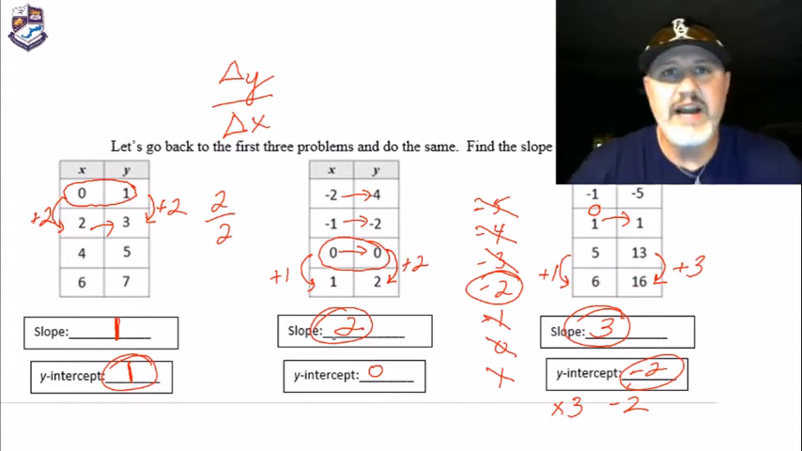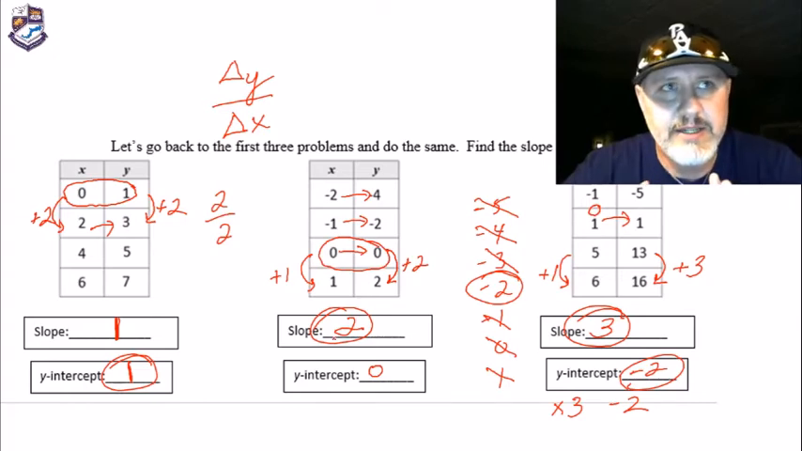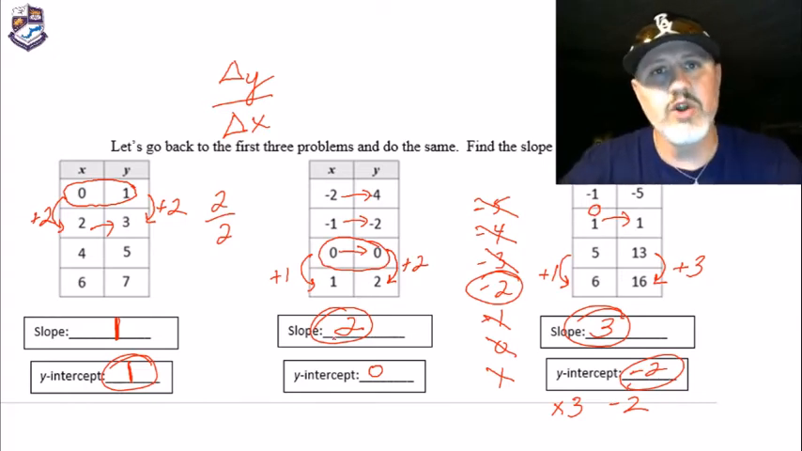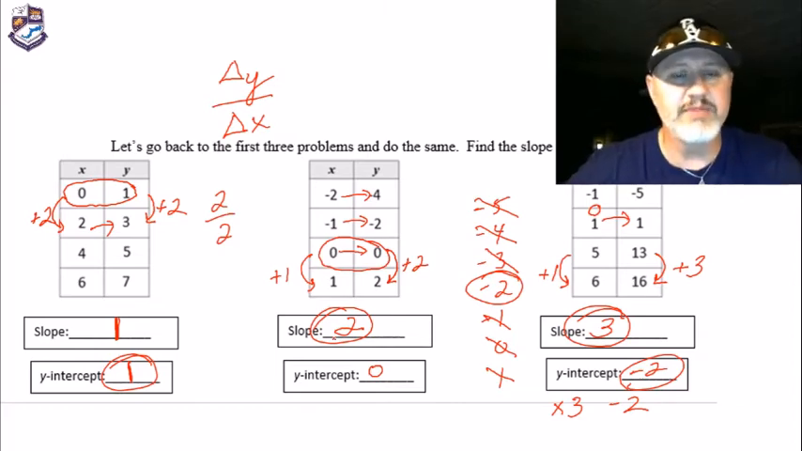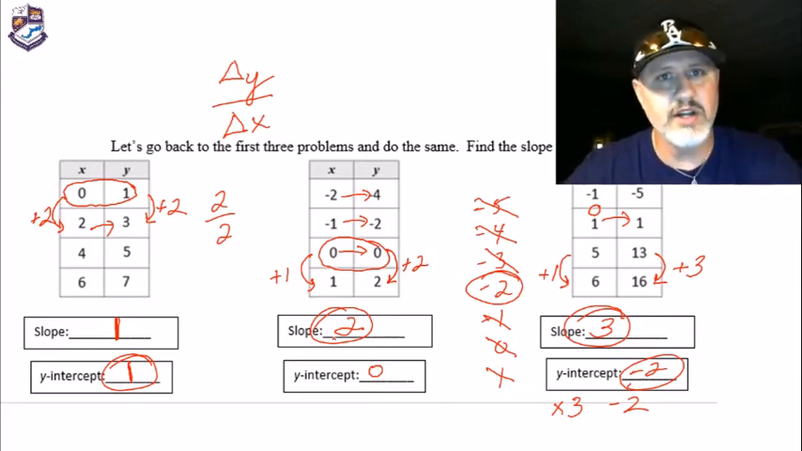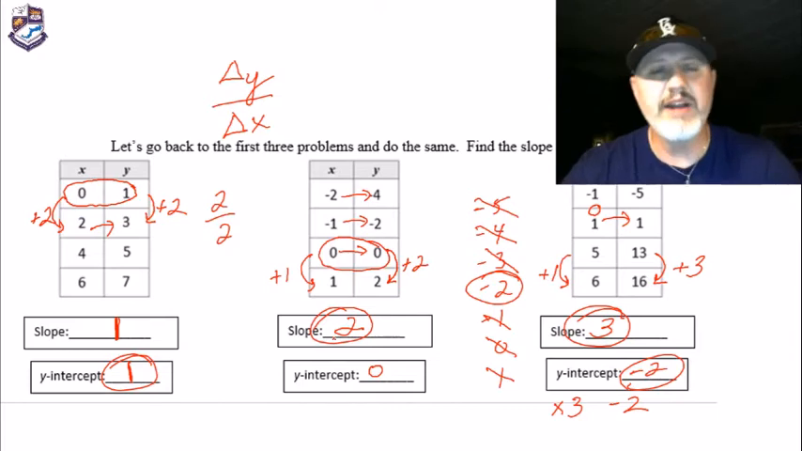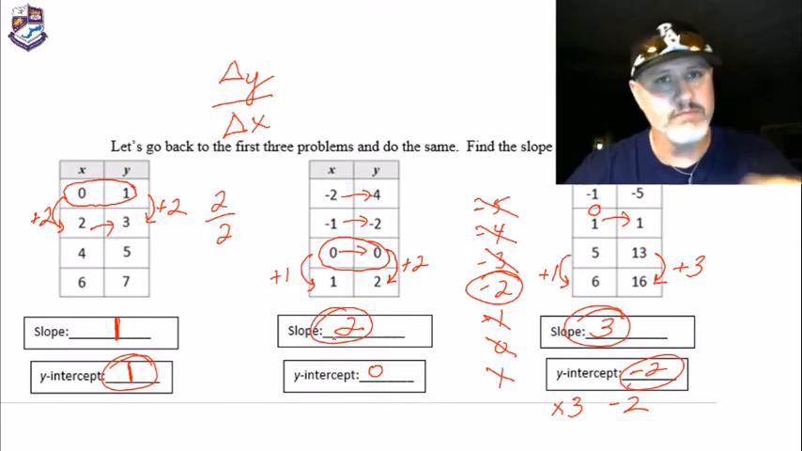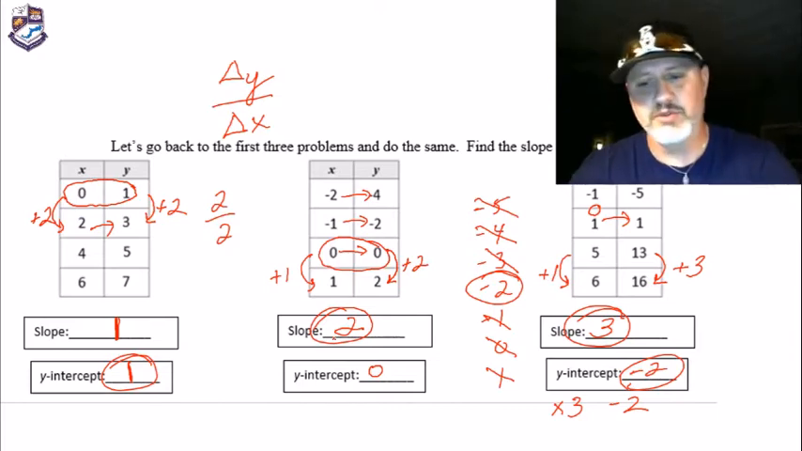So to find the pattern of basically any two numbers or any number machine, find the slope and then find the y-intercept. The slope is the multiplier and the y-intercept is what you're adding and subtracting. Confused? Let's do some examples.